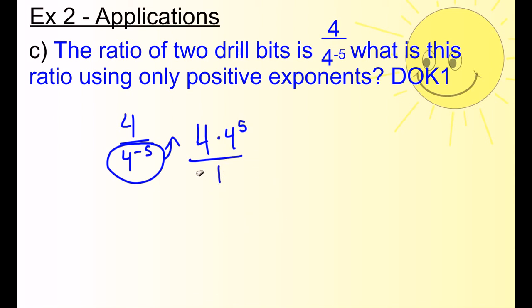But if you ever have a fraction just over 1, you really don't need that bottom part. This looks like it can simplify even more. That's 4 to the 1st power and 4 to the 5th power. They have the same base, but different exponents. So I can add the exponents together. So 4 to the 1 plus 5 gives me 4 to the 6th power.